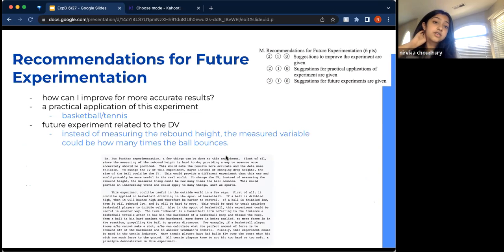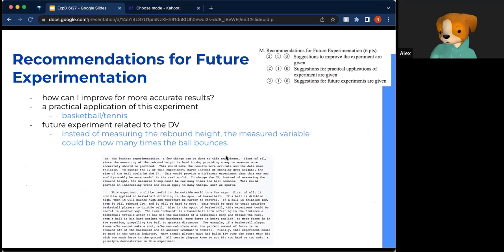So the last section is recommendations for future experimentation. There are 3 questions you need to answer. How can I improve for more accurate results? What is a practical application of this experiment? And what future experiments can you do relating to the dependent variable or the independent variable, where you change it up a little bit to make a new experiment on the same topic. A practical application of this experiment would be basketball and tennis. You can see in the last paragraph down here, it shows how the rebound height concept is used in basketball and in tennis. Another thing is a future experiment related to the dependent variable.